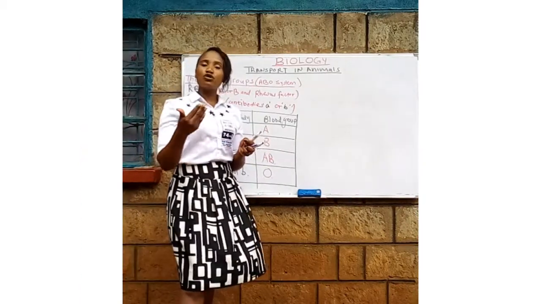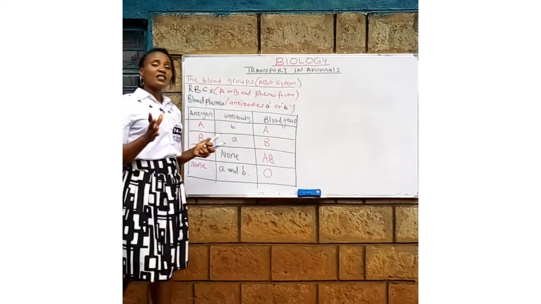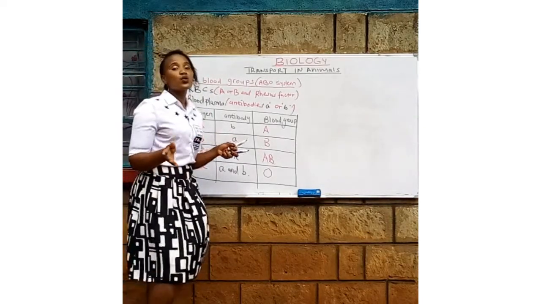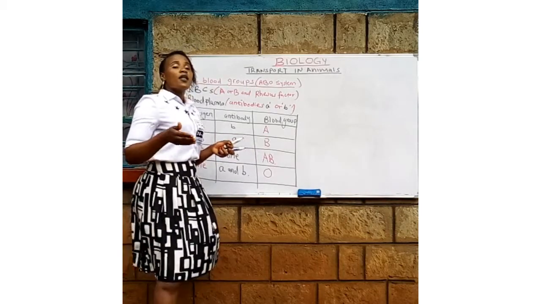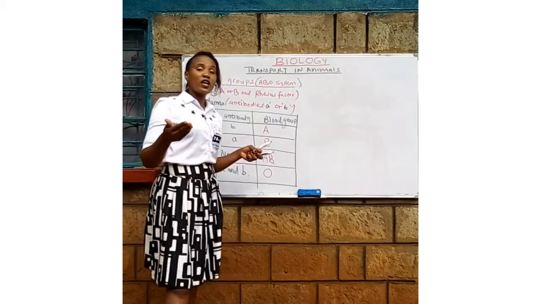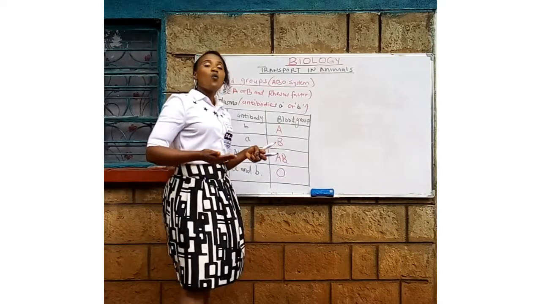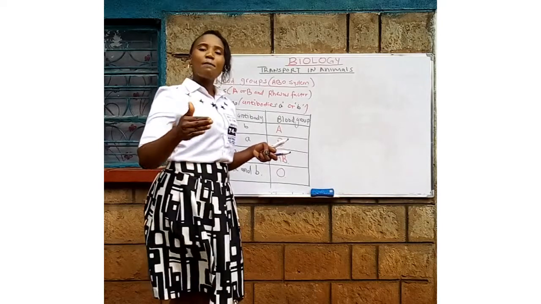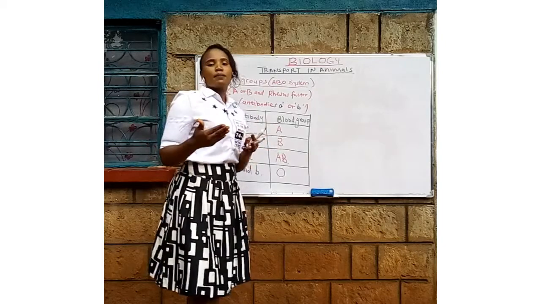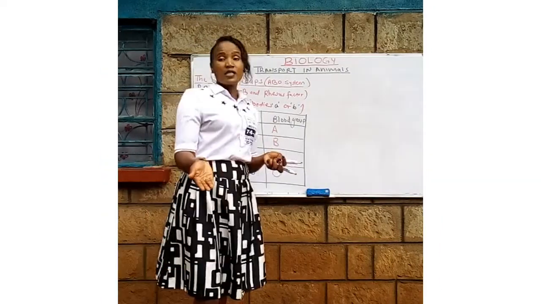Another way is by producing agglutinins. Sorry, I forgot to tell you that the antibodies present in the blood plasma that are responsible for blood grouping are also known as agglutinins. So one way white blood cells kill pathogenic microorganisms is by producing agglutinins. When present, agglutinins cause clumping of pathogenic microorganisms, and they stop them from multiplying, and hence they die.